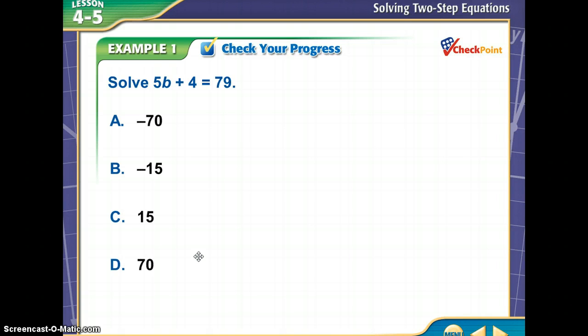Okay, this one is all you. If you'll push the pause button, give yourself a minute to work through the problem, and then you can click back and begin this up again once you have answered the question. You should have selected C. First, you would have subtracted 4 from both sides and got 5b equals 75, and then divided both sides by 5.